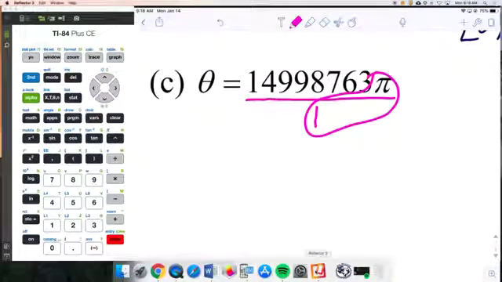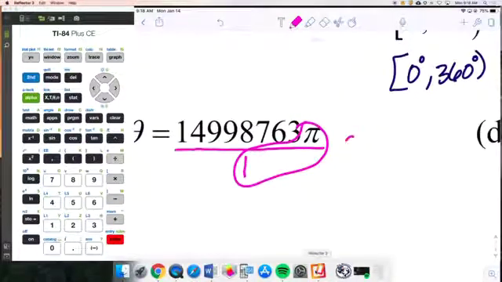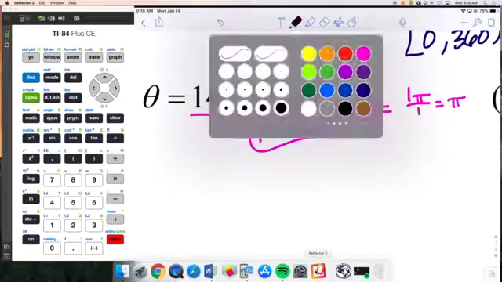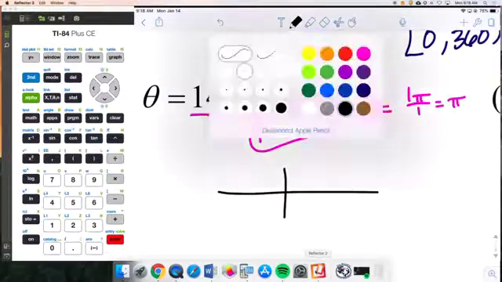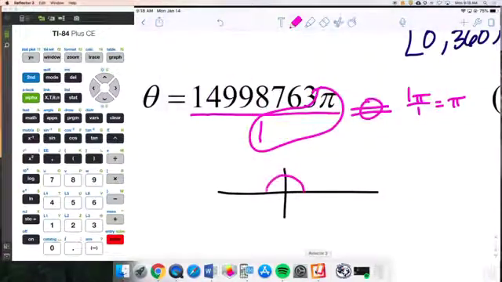So we come back over here, and we say that this is coterminal with 1 pi once, also known as pi. Yeah, that's coterminal with pi. So let's see where pi lives. Pi lives over here. Boom. Right there. That's pi. So that terminates on the negative x-axis.